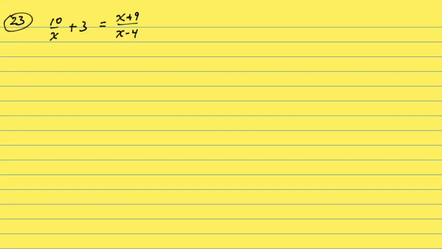Okay, we're going to try this again. This is 5.6 in the Algebra 2 Honors textbook. The first group are all proportions where you could just cross multiply these. You need to multiply by the common denominator. In this case, it's x times x minus 4.